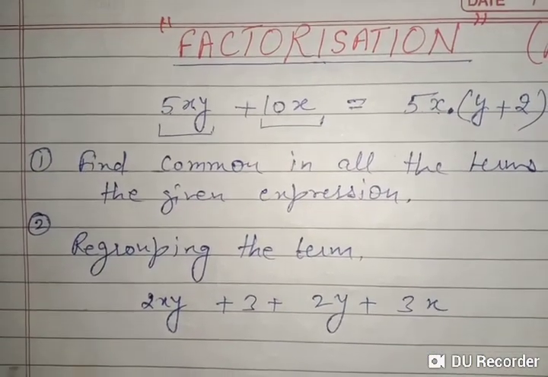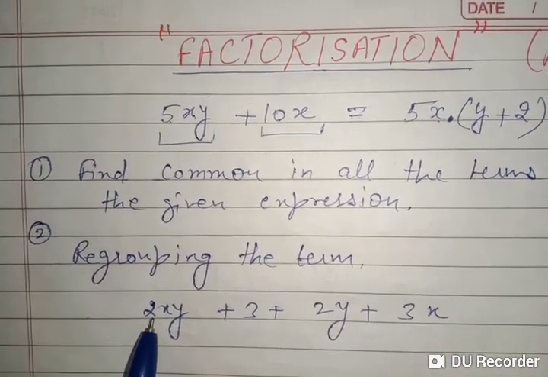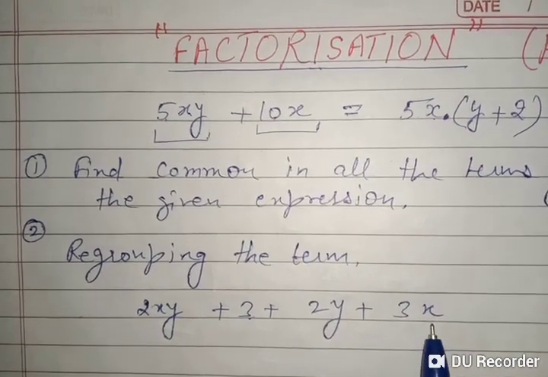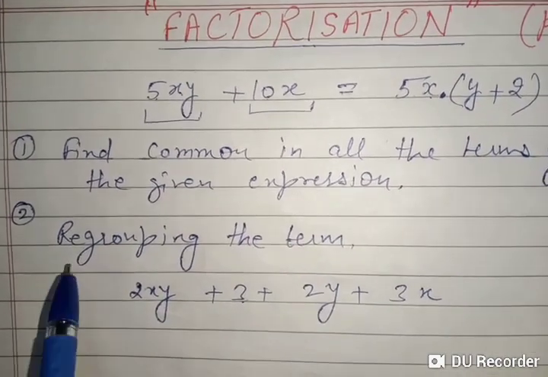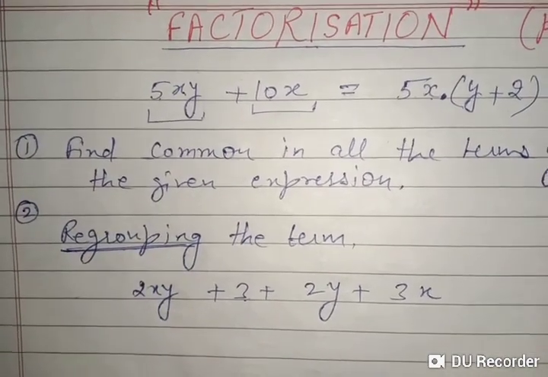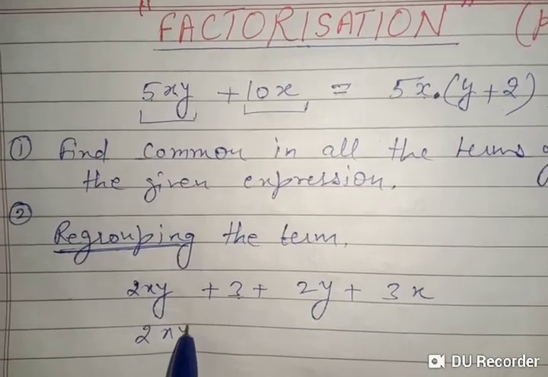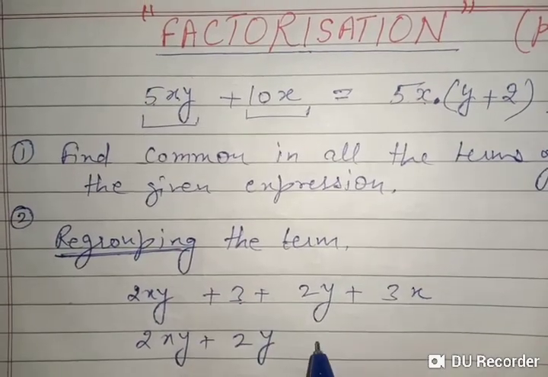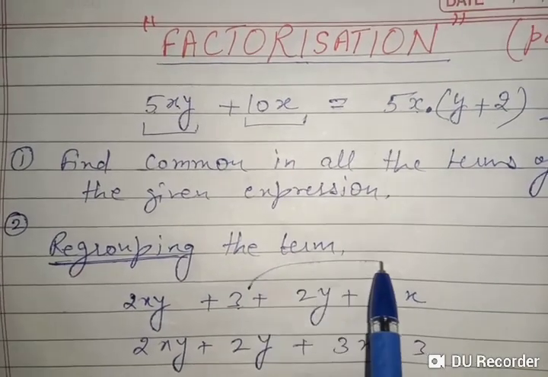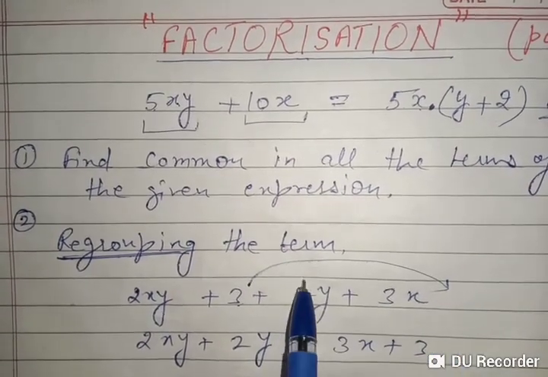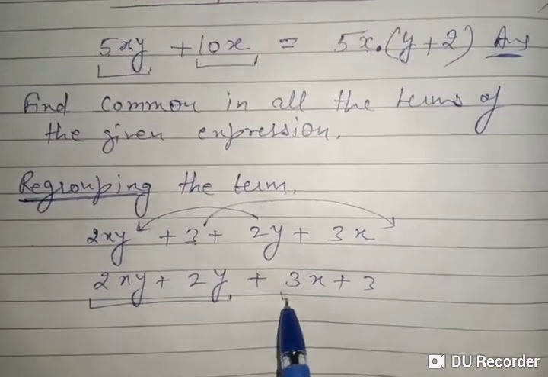First step, what I told you: whenever you get a question, just check, is there anything common in all? No. 2xy, 3, nothing is common. In these two, nothing is common. So there is nothing which is common in all the four. So we'll do our second step, which says regrouping. We will write 2xy plus 2y plus 3x plus 3. We will regroup this 3 with 3x and this 2y with this term, a group of these two and a group of these two.